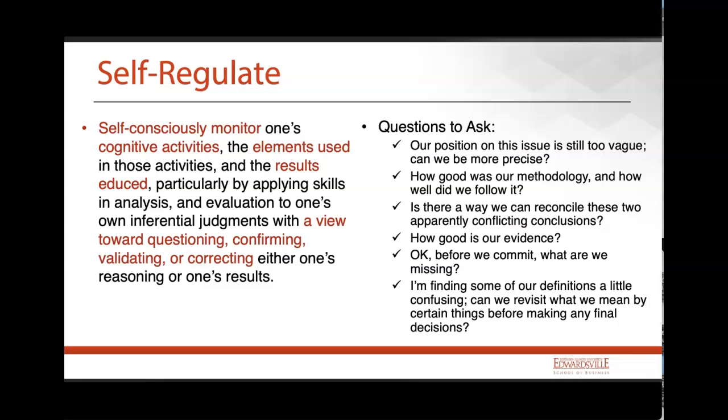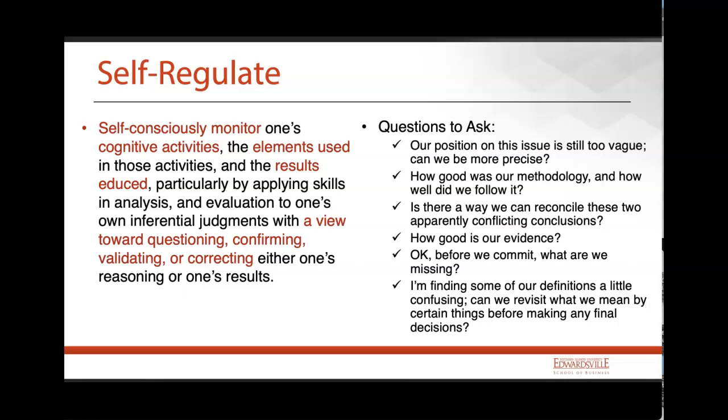We can ask ourselves, is there a way we can reconcile these two apparently conflicting conclusions? So critical thinking is saying, well, we have this as a possible conclusion, and we can also conclude this. How do we reconcile why those two conclusions might be equally as reasonable? We want to ask ourselves, how good was our evidence before we commit? What are we missing? If we are unclear about definitions, we can ask about definitions. These are just potential questions that we can ask.